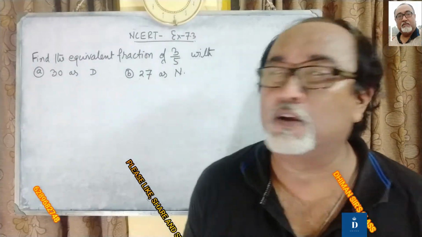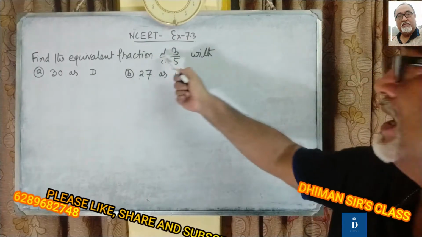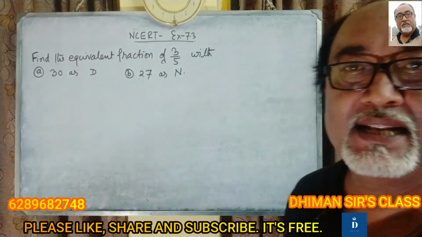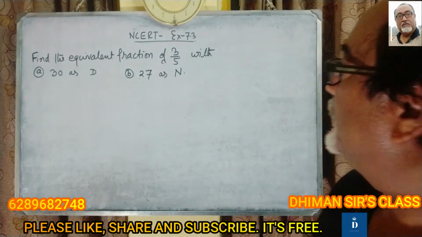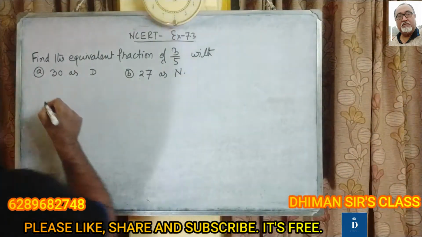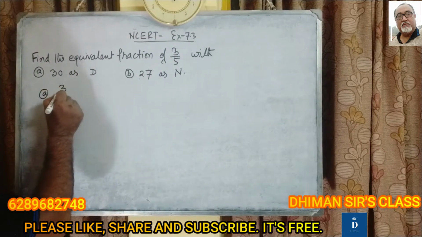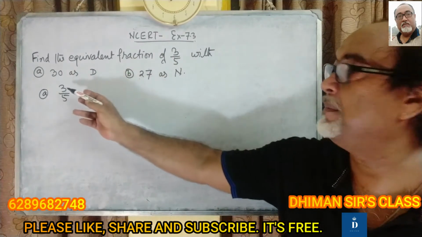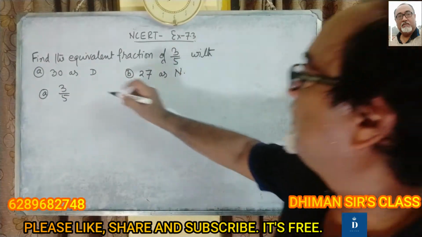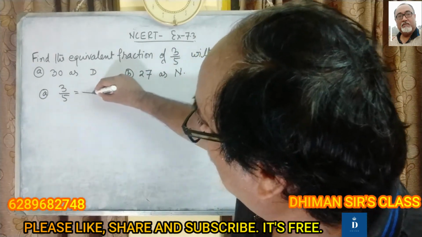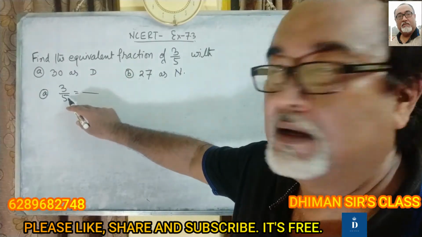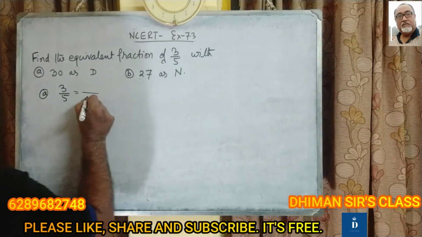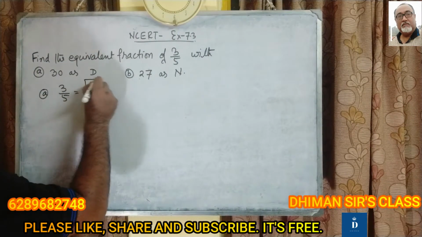Okay, students, now you see, find the equivalent fraction of 3 by 5 with 30 as denominator and 27 as numerator. See, the fraction is 3 by 5. Suppose for A we will do, the given fraction is 3 by 5. Now, they are telling that the denominator should not be 5. The denominator should become 30. So the denominator is 30. So this is unknown to us.